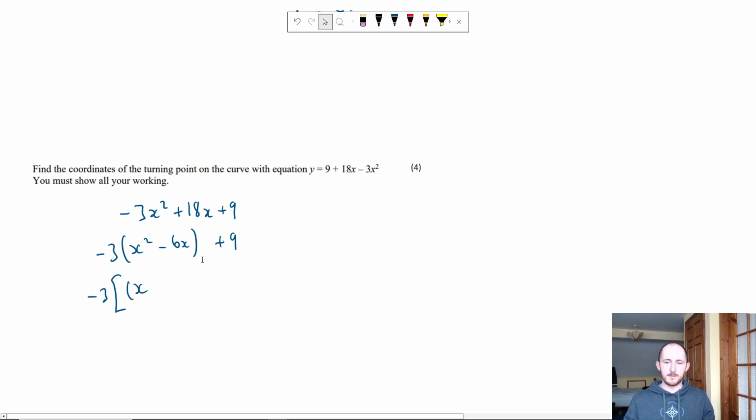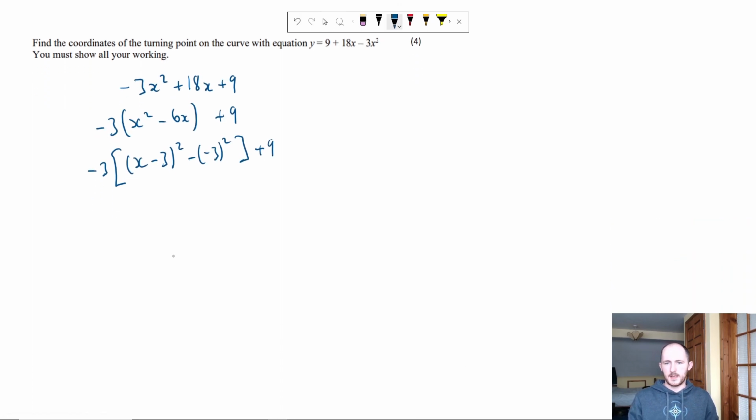X, what is b? B is minus 6, half of that is minus 3. Squared, minus 3 squared. Close the bracket, add 9. Then we have minus 3. X minus 3 squared. Minus 3 squared is 9, so that'll be just minus 9 plus 9.